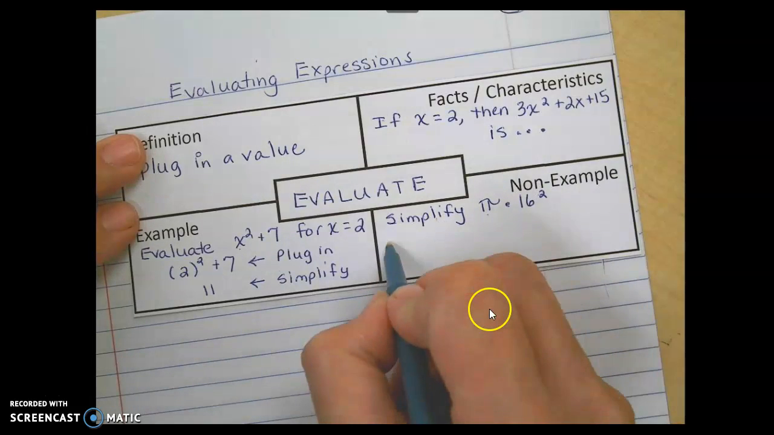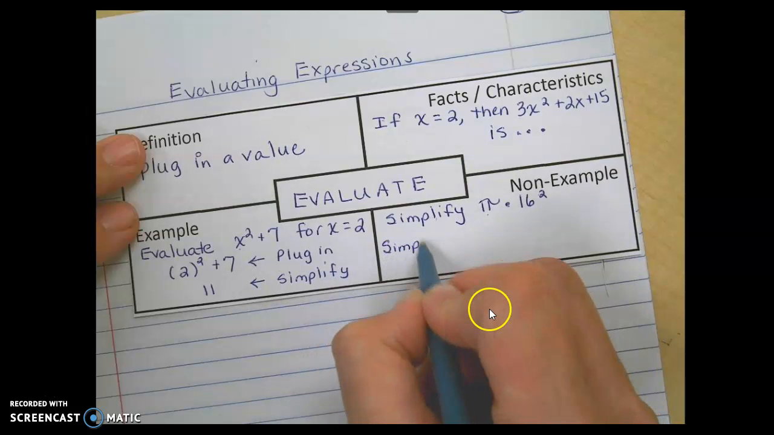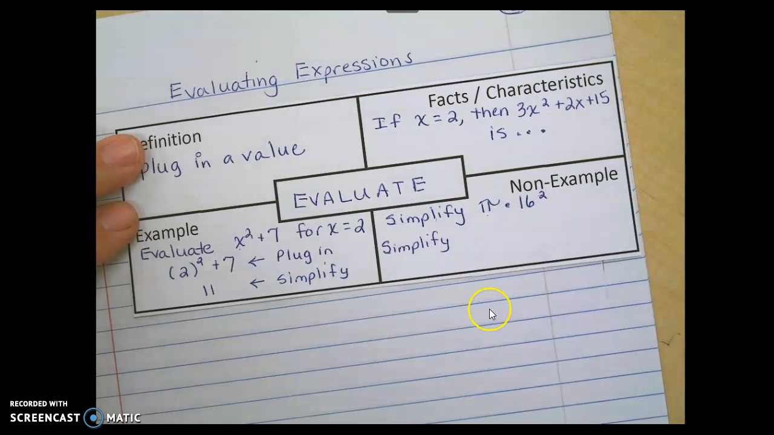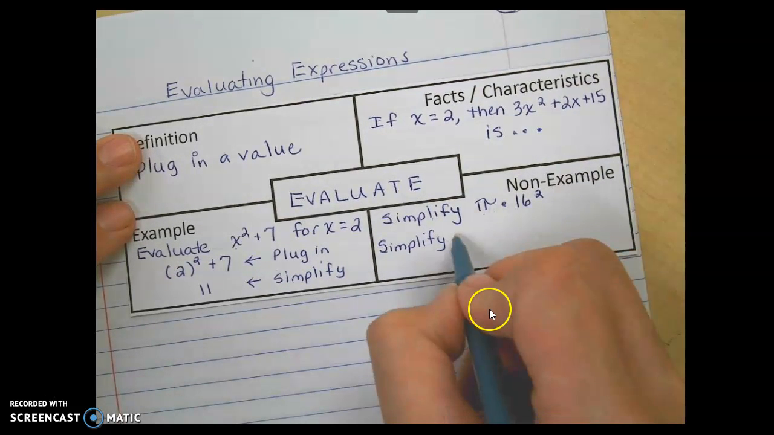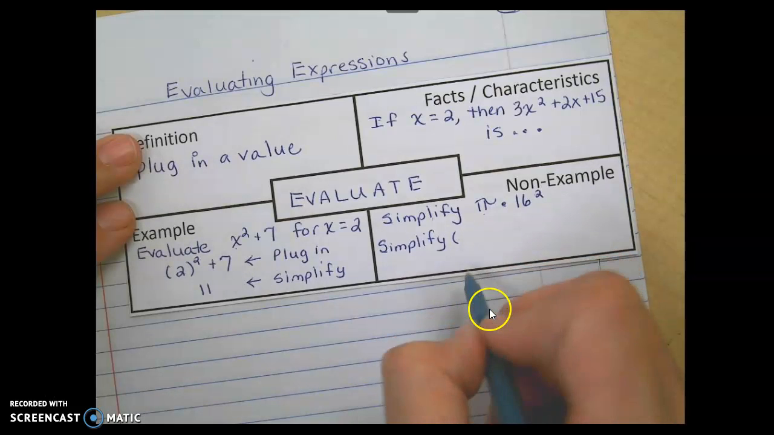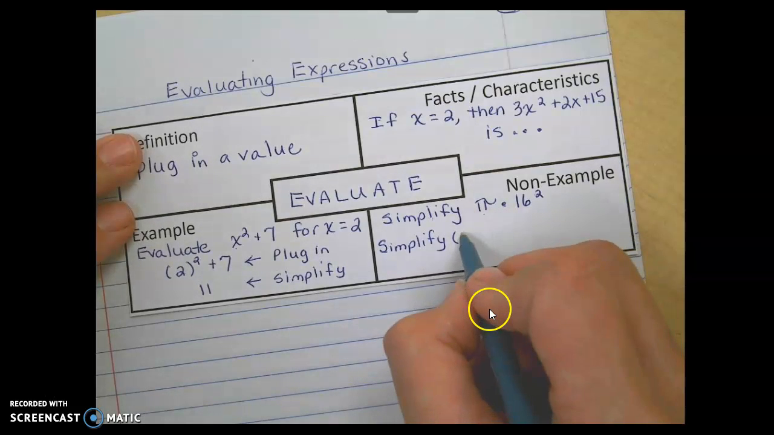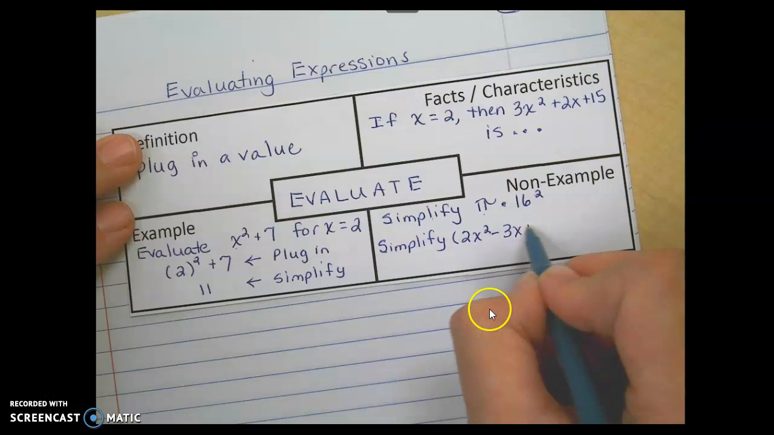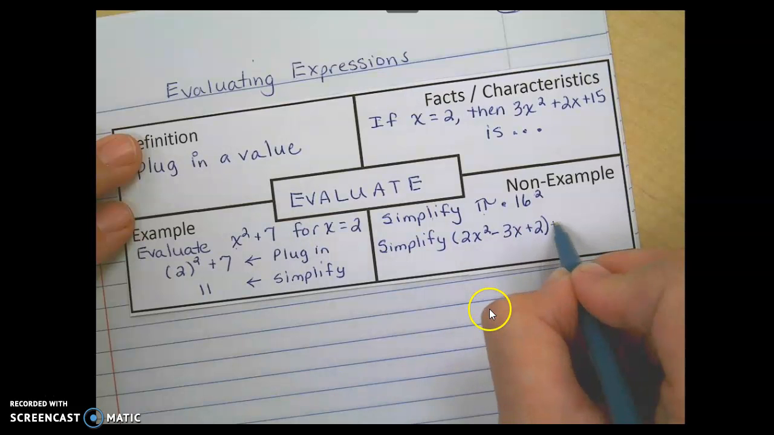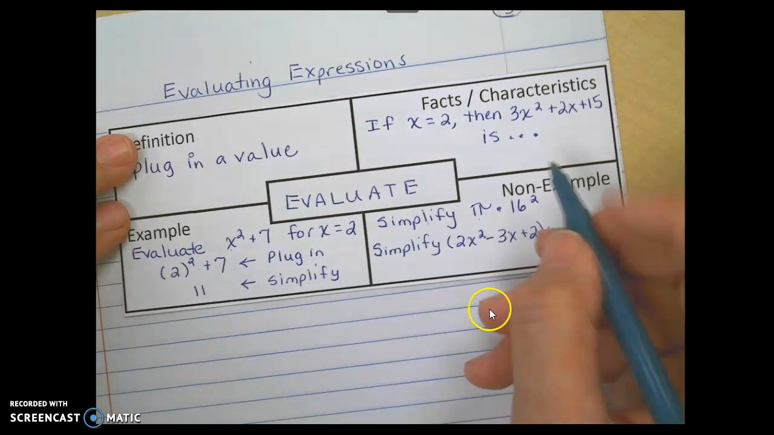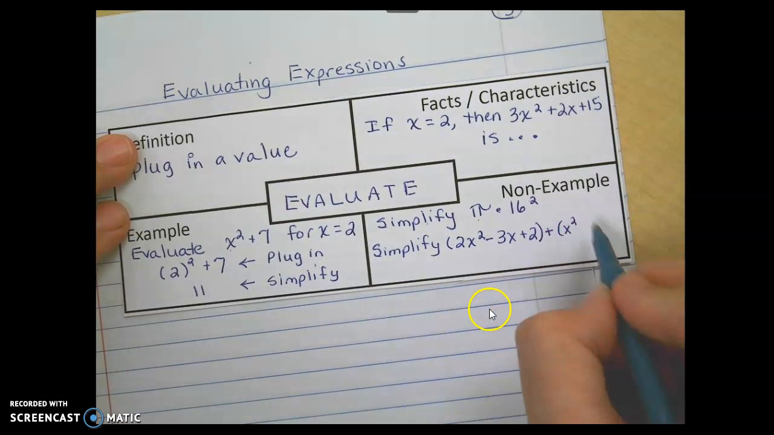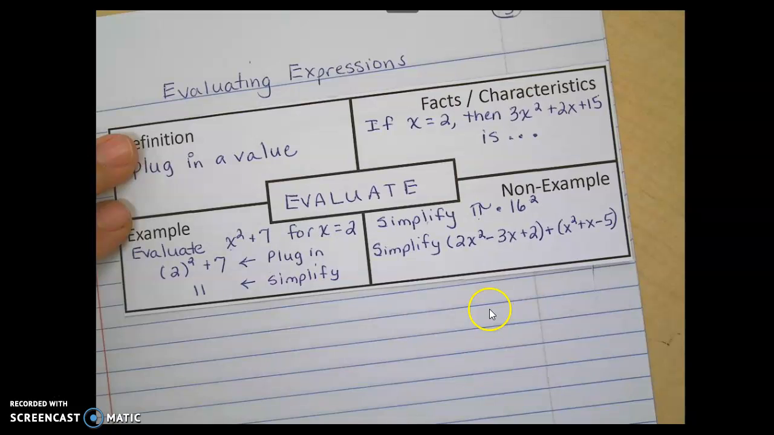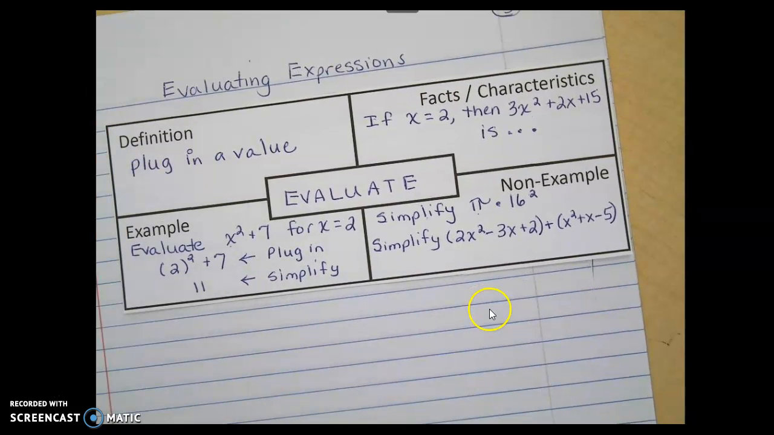Let's try another example. This is not an evaluate problem. They might say simplify, and remember yesterday we talked about 3 monomials make a trinomial. So we might have x squared minus 3x plus 2 added, so plus x squared plus x subtract 5. So those are examples and non-examples of our evaluate expressions.